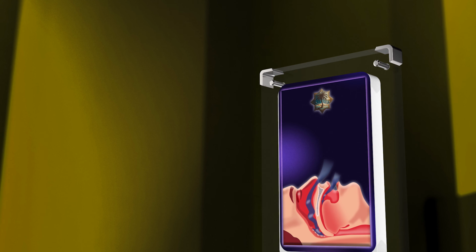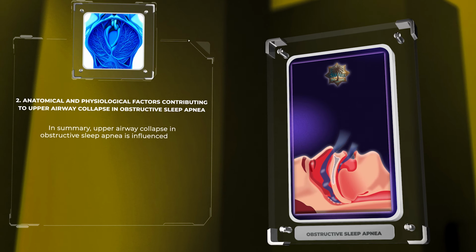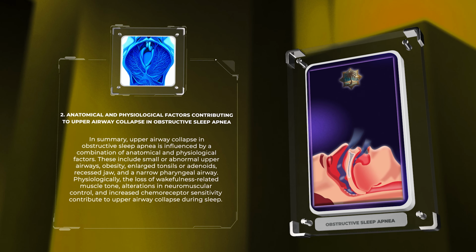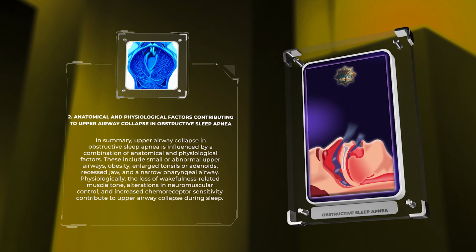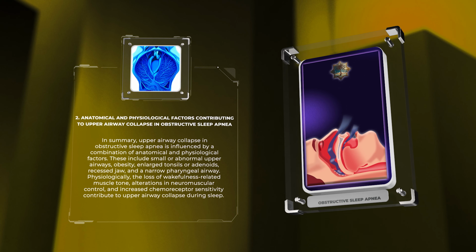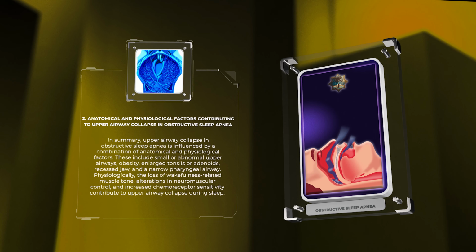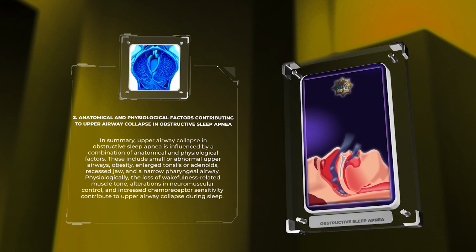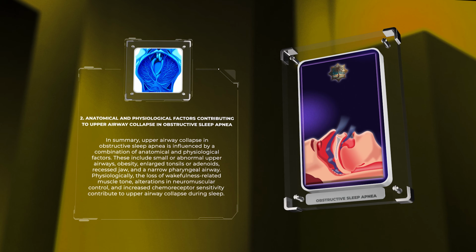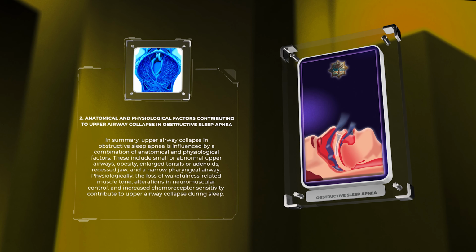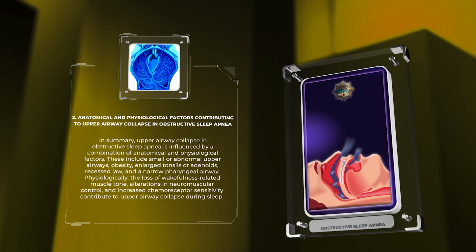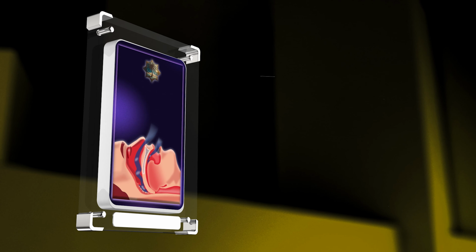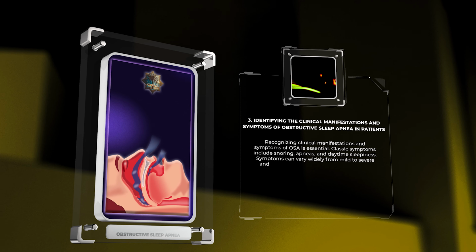In summary, upper airway collapse in obstructive sleep apnea is influenced by a combination of anatomical and physiological factors. These include small or abnormal upper airways, obesity, enlarged tonsils or adenoids, recessed jaw, and a narrow pharyngeal airway. Physiologically, the loss of wakefulness-related muscle tone, alterations in neuromuscular control, and increased chemoreceptor sensitivity contribute to upper airway collapse during sleep. Recognizing clinical manifestations and symptoms of OSA is essential.